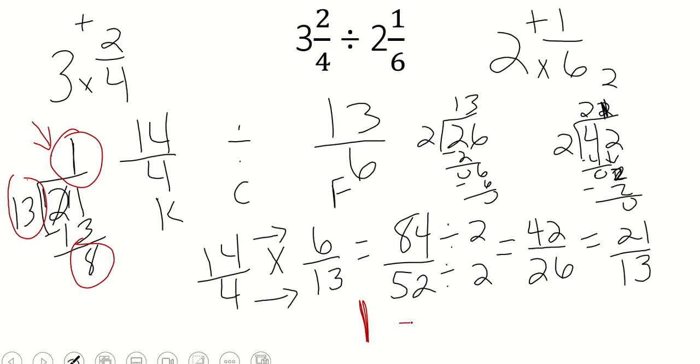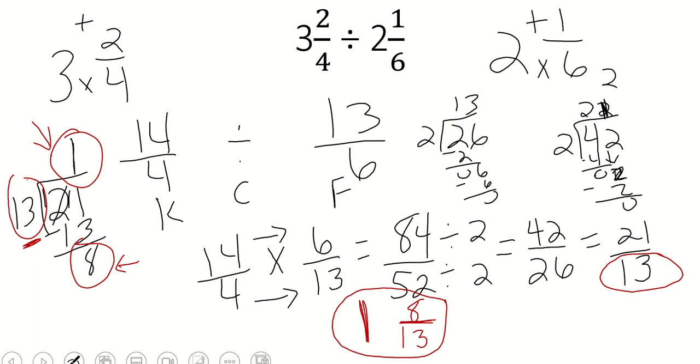Now, to set my fraction up, your denominator stays the same. So that's where this 13 comes from, because my denominator was 13. And then my remainder is my numerator. So your final answer is 1 and 8/13. If you're using a calculator, let me pull that up and see if I can help you with that.